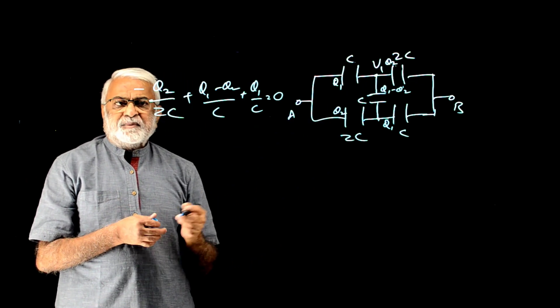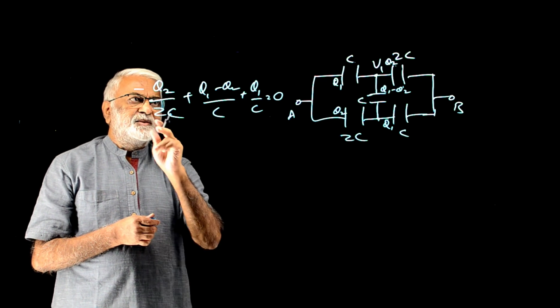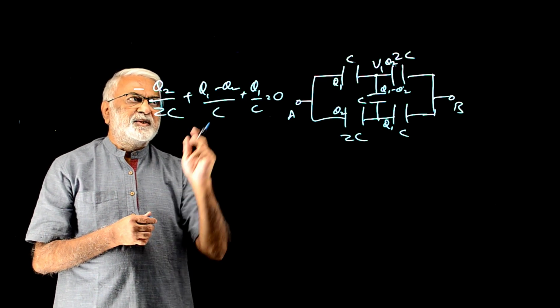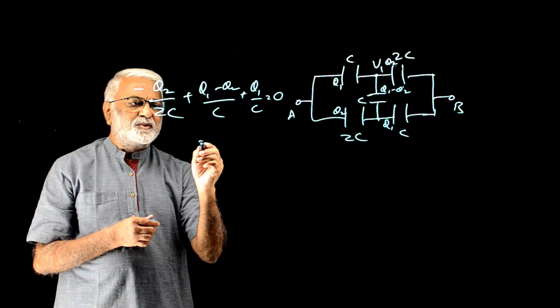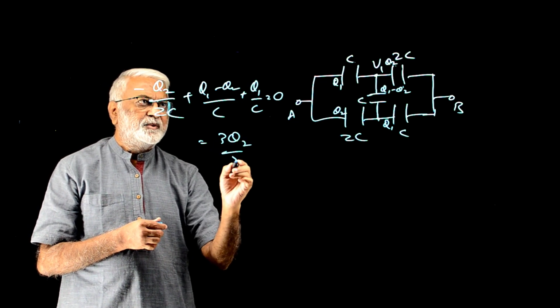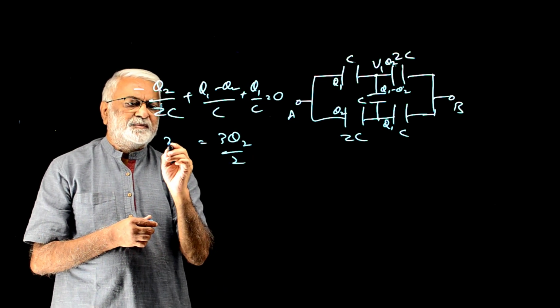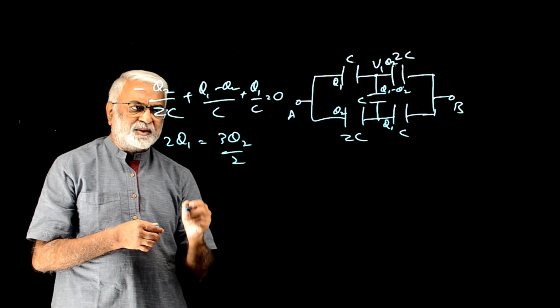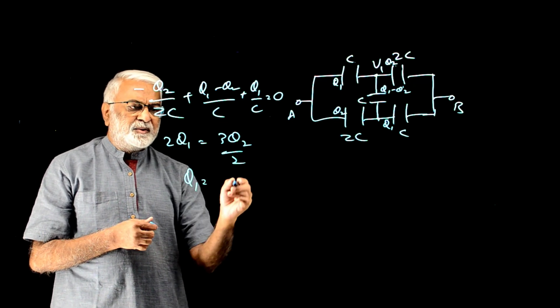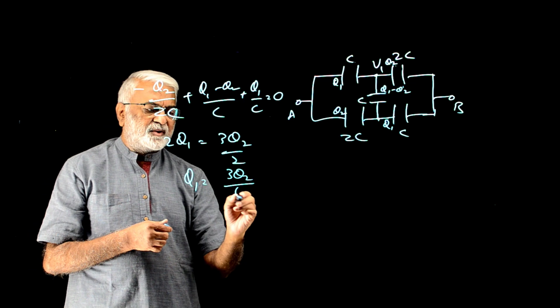Now we'll get Q1 in terms of Q2. C gets eliminated. This is minus Q2 by 2 and this is minus Q2, that is minus 3Q2 by 2. Goes to the other side. This is 3Q2 by 2 and this is 2Q1. So what have we got here? Q1 in terms of Q2. This is 3Q2 by 4.